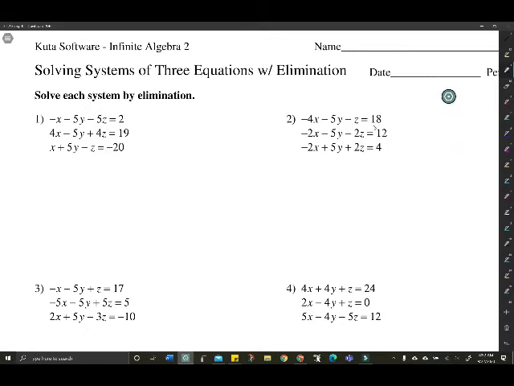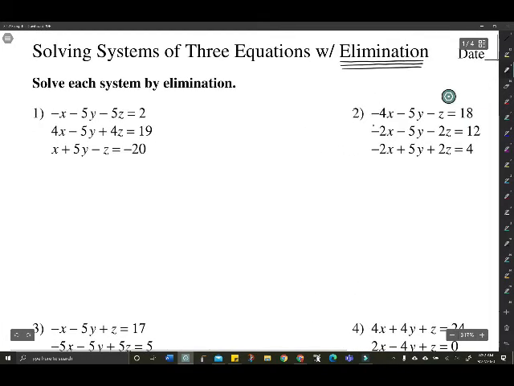All right, Algebra 2, welcome back to Lesson 3.4. This is part 2 of 3 equations, and this time we're going to focus on elimination methods. So hopefully with substitution, you're starting to get the hang of it. Again, that's just one strategy. Another strategy here is elimination.